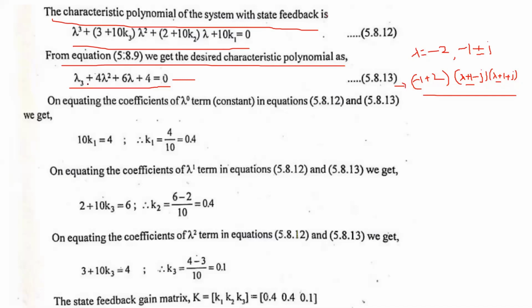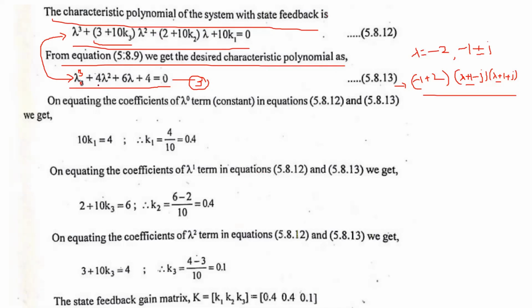Actually, this is not right over here; this should be lambda cubed. Lambda cubed plus 4 lambda square plus 6 lambda plus 4 is equal to 0. This is equation number 3. Now, compare these two equations, that is, the characteristic polynomial with respect to the closed loop polynomial. We have to compare both with respect to the lambda terms. What is the coefficient of lambda square in equation number 2? It should be 3 plus 10k3. Therefore, you can just compare these equations.